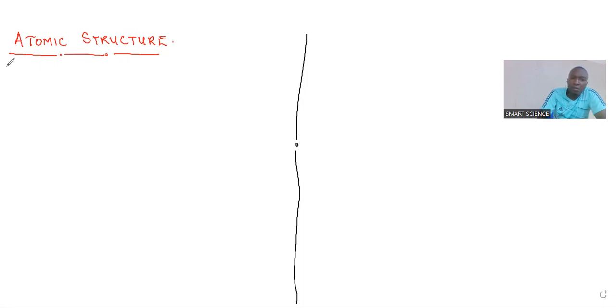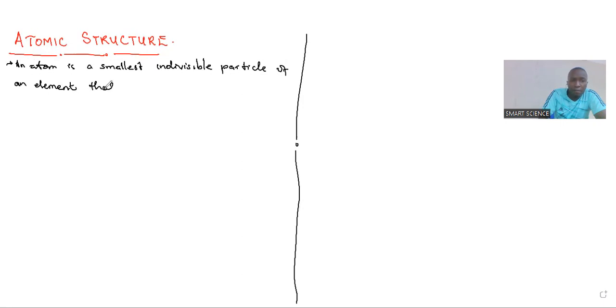Today, looking at an atom, I would like to say that an atom is the smallest indivisible particle of an element that can take part in a chemical reaction.